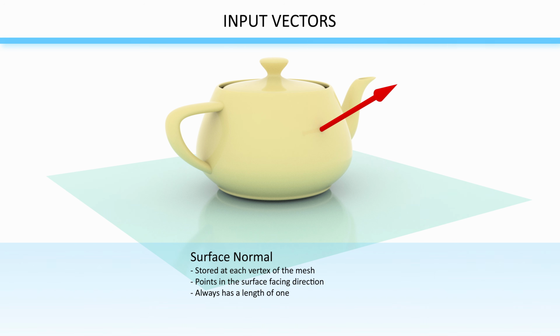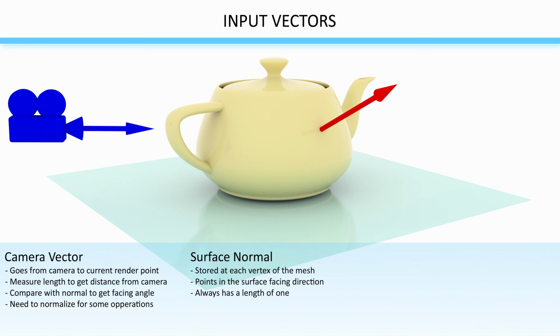In the shader, you can use normals to judge the relationship between the model's surface and other objects in the scene like the camera or the lights. Next, let's talk about the camera vector. This is also sometimes called the view vector or the eye vector. It's a line that starts at the position of the camera in the scene and extends into the scene to each point that's being rendered.